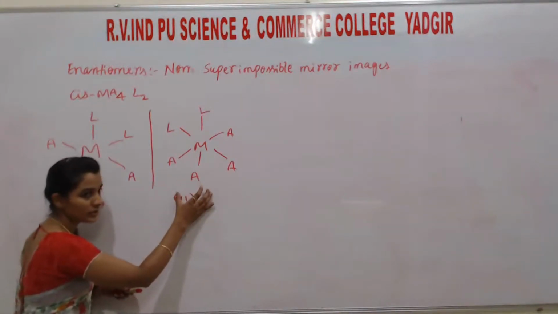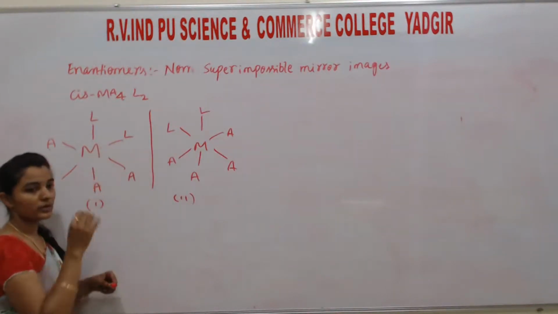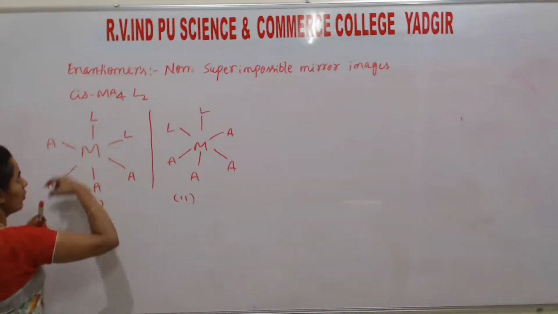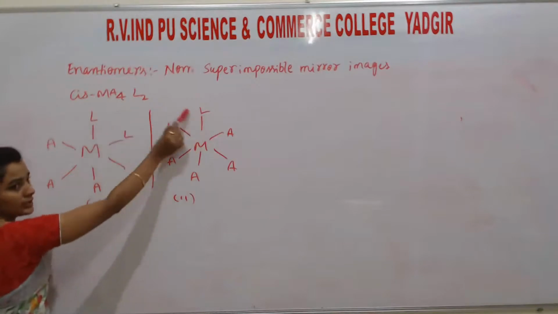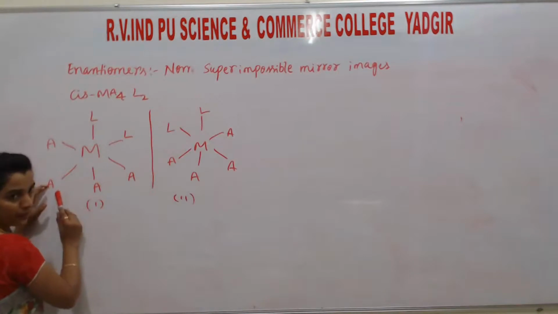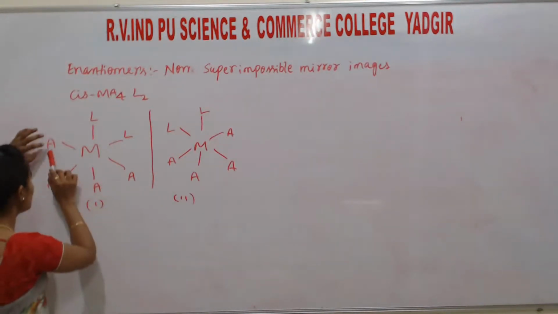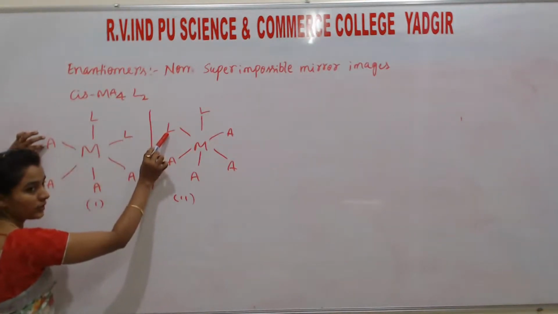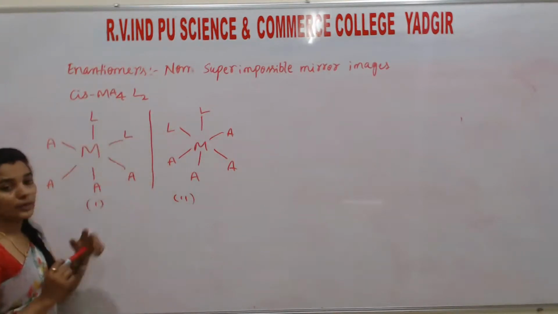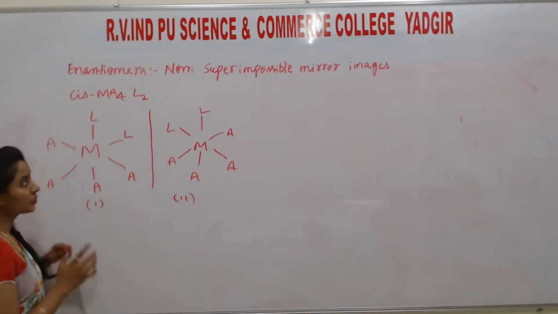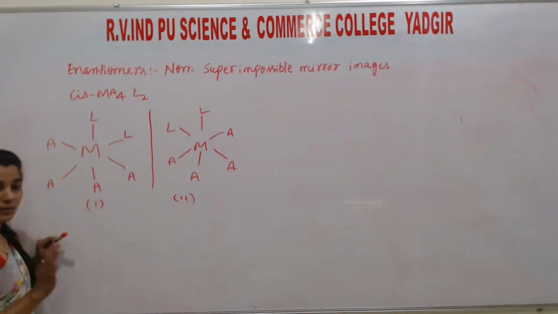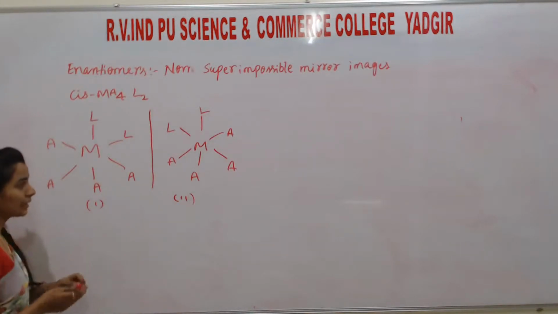If you take structure 2 and place it above structure 1, the ligands overlap: these two in the same position, these two in the same position, this A also in the same position. The only change is that A is superimposed with L, and this L is superimposed with A. So this is not a superimposable mirror image. We want enantiomers, non-superimposable mirror images. Understand? It is exactly like this.